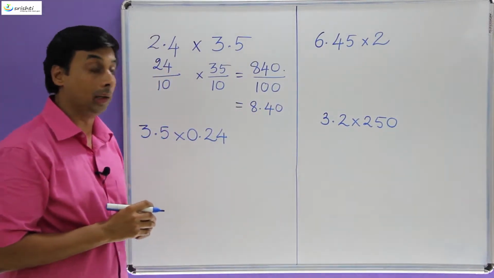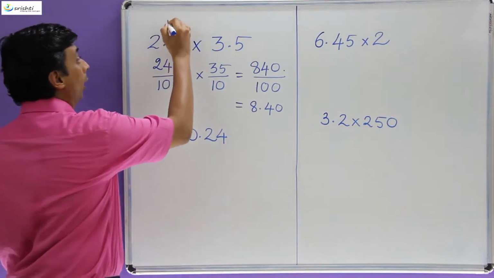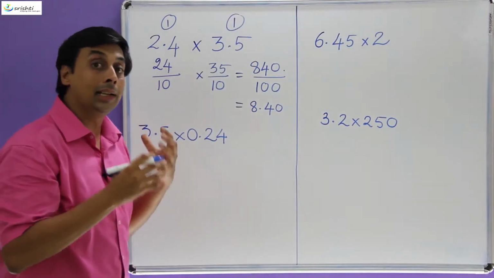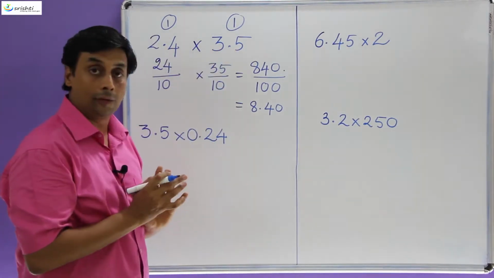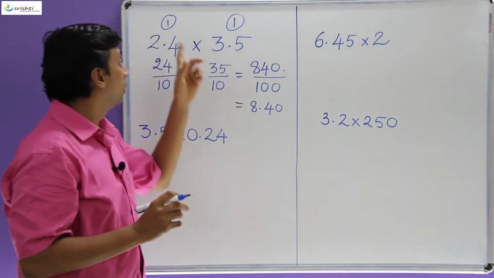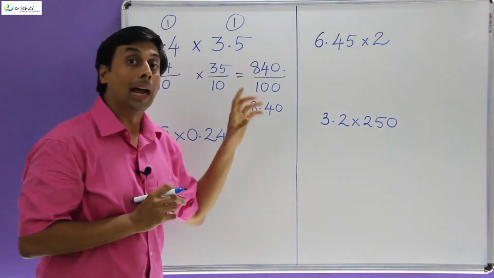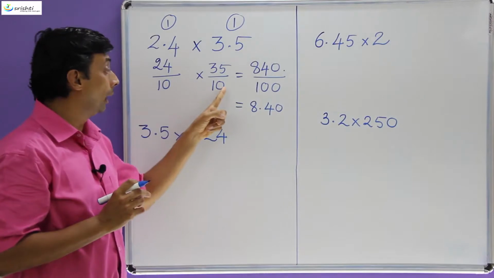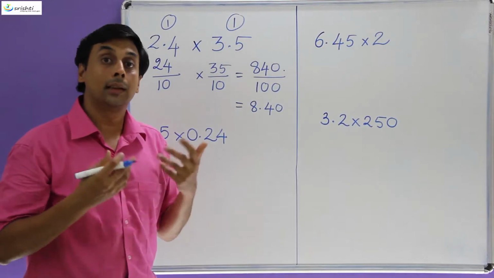So what is happening over here? There is one decimal place in 2.4, right? So let me write that down. One decimal place in 2.4, one decimal place in 3.5, and the resulting answer. So what you can actually do is you can simply multiply 24 by 35. You get the answer as 840. The number of decimal places in the answer is going to be 1 plus 1, which is 2, which is exactly what is happening over here. And the number of decimal places are getting added because the zeros are getting multiplied in the denominator. So when you multiply, the number of decimal places get added.